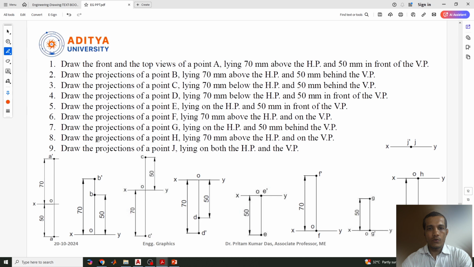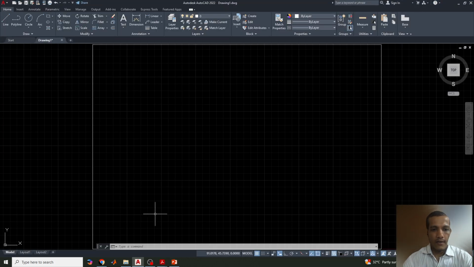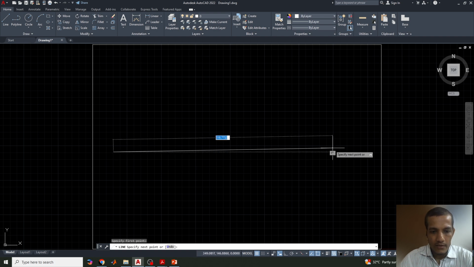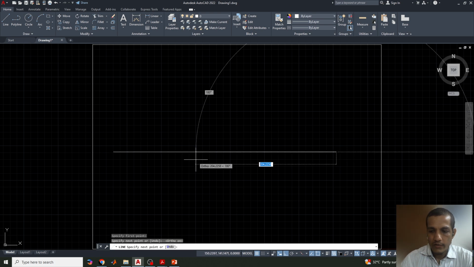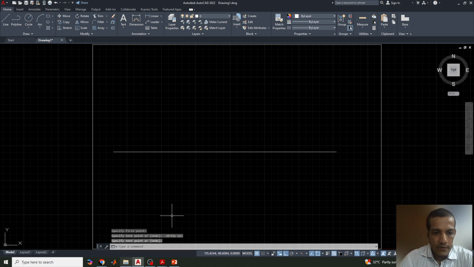So let's try to solve some problems related to this. Some questions I have taken here. For that we'll go to AutoCAD, and let's draw the line here. As we know, we can draw this, enter, and see what the question is.